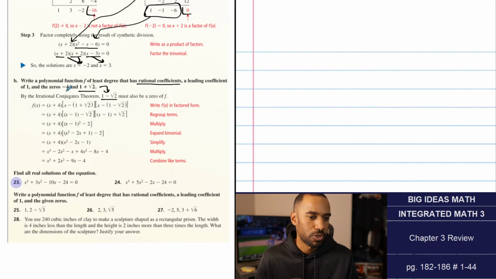Now remember, when you have solutions or zeros or roots, whatever you call them, that are like this, the -4, you got to add that 4 over to the other side. You get x plus 4 as a factor. The 1 plus root 2, you subtract it over. The 1 minus root 2, you subtract it over. That's why they have parentheses around those groupings.